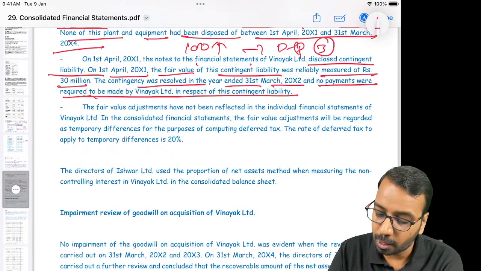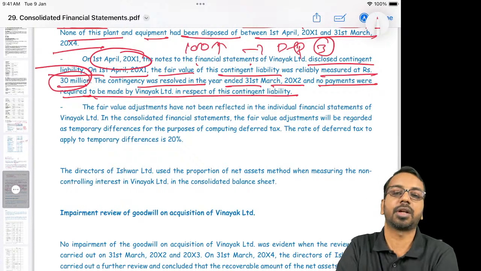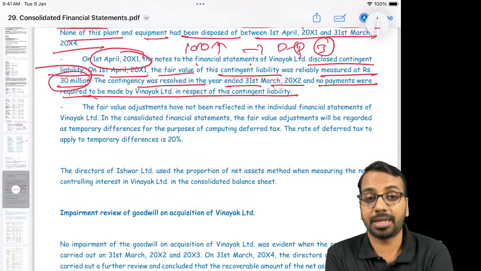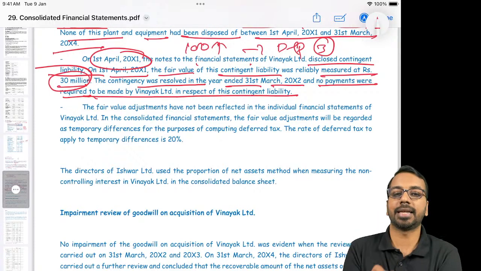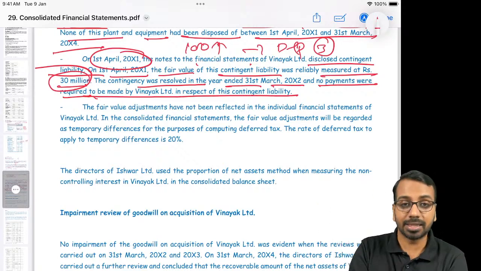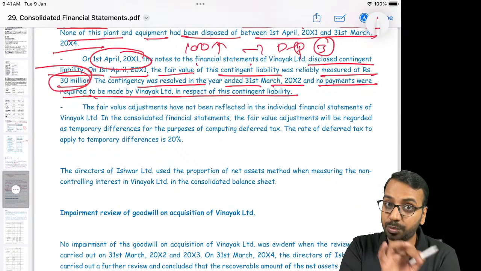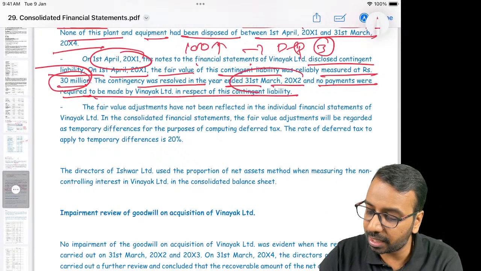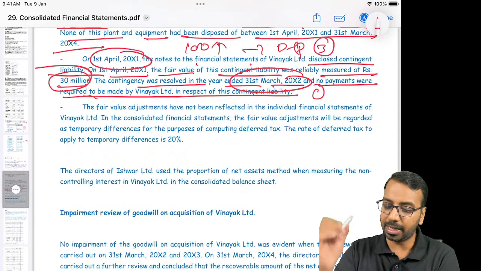Now what does this mean? On 1st of April, there is a contingent liability of 30 million. Is it an identifiable net asset? It is an identifiable net asset. Even though we don't recognize contingent liability, the fair value of contingent liability on date of acquisition has to be shown as a liability. Subsequently, on date of consolidation, the value has become 0. So we will reverse that.